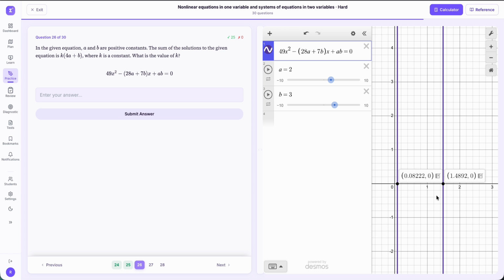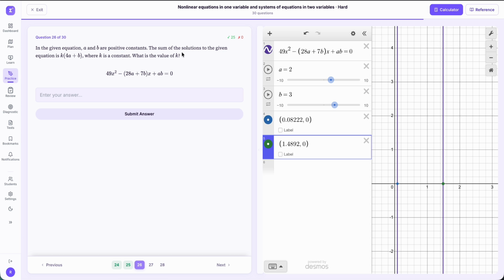That's my solutions. And what they tell us is the sum of the solutions, right? So I've got to add these two numbers together, right? So I'm going to take this number and add it with this number over here, right? And this is the sum of the solutions. And they say the sum of the solutions to the given equation is, a key word in math, equals, right? So it's like the sum equals k times 4a plus b, right?